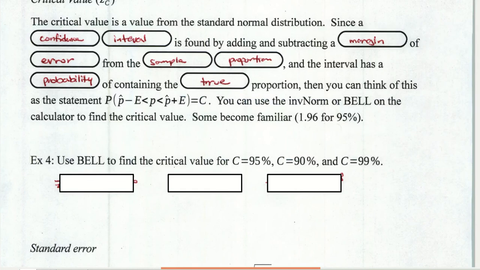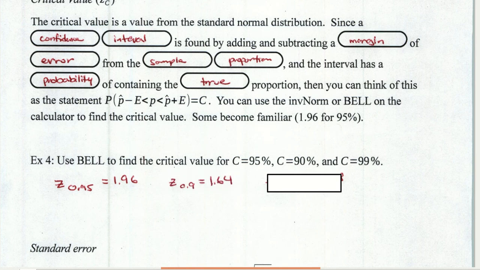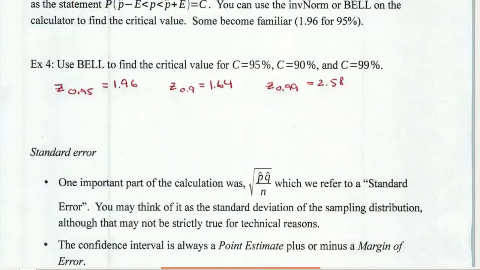And then it tells us that the z-score is 1.95996, which rounds to 1.96. Going through that again for 90%, 0.9, we learned that the z-score for a confidence level of 90% is 1.64, and 99% is 2.58.